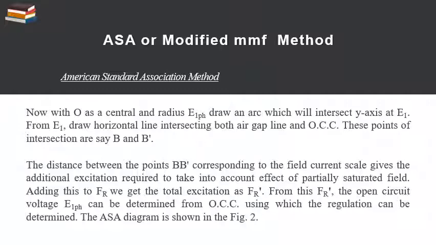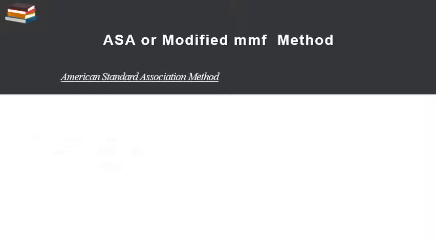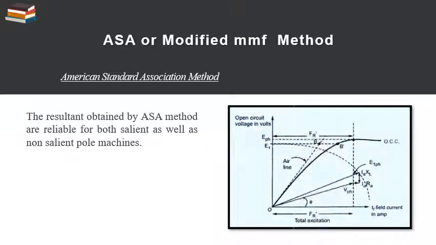Adding this to FR, we get the total excitation as FR dash. From this FR dash, the open circuit voltage E1PH can be determined from the open circuit characteristics, using which the regulation can be determined. The ASA diagram is shown in figure 2. So this is figure 2, or the ASA diagram.